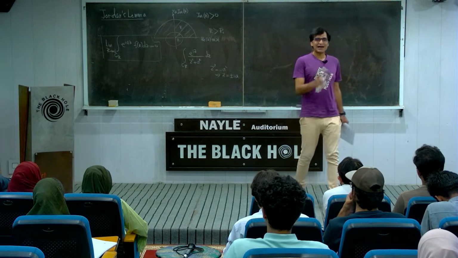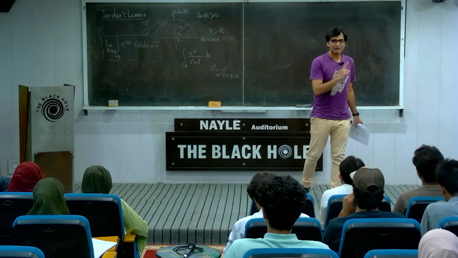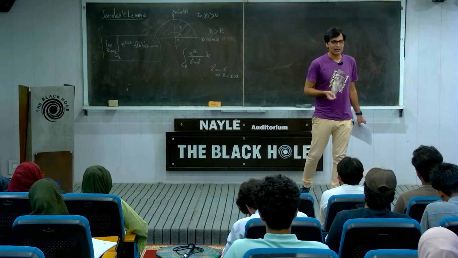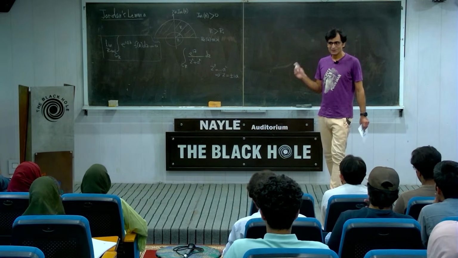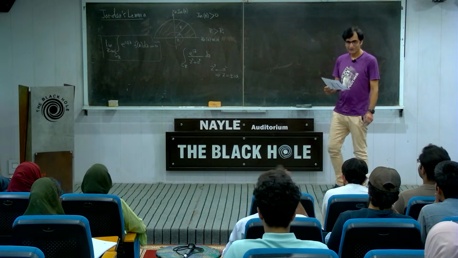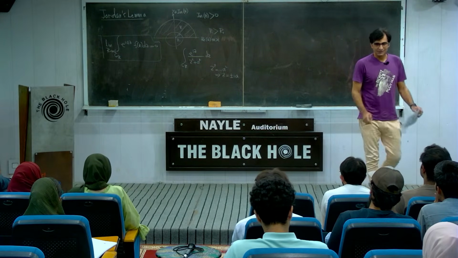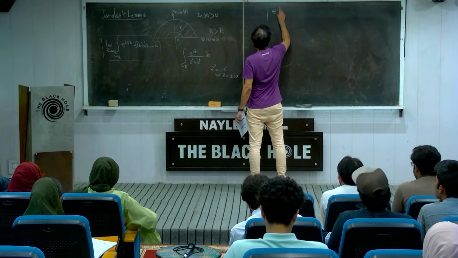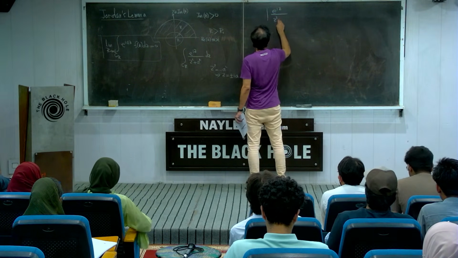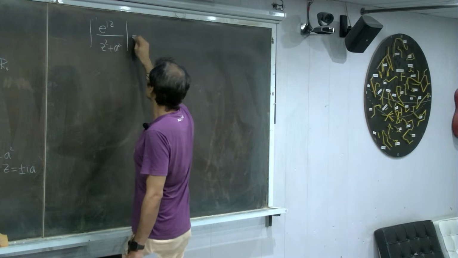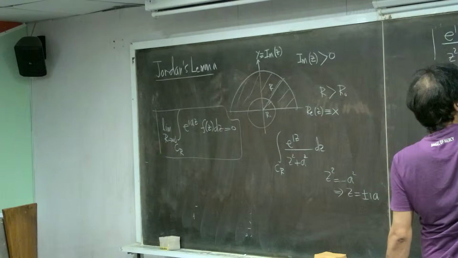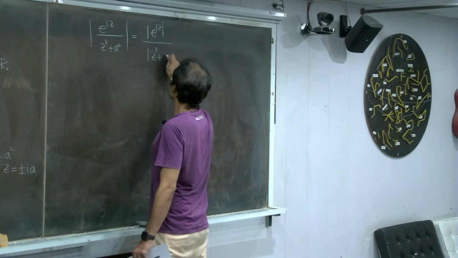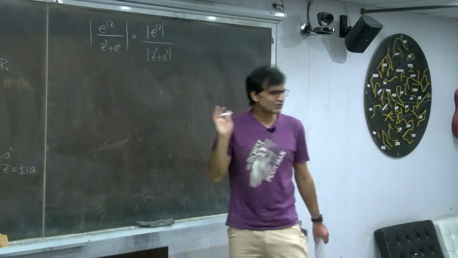What I have to do now is find the maximum value of this integral and then take the limit R goes to infinity. So can you help me how to calculate that? We have to calculate the modulus, right? So the modulus of e to the power iota z over z squared plus a squared is equal to the modulus of e to the power iota z over the modulus of z squared plus a squared, because mathematically there is no problem with it.